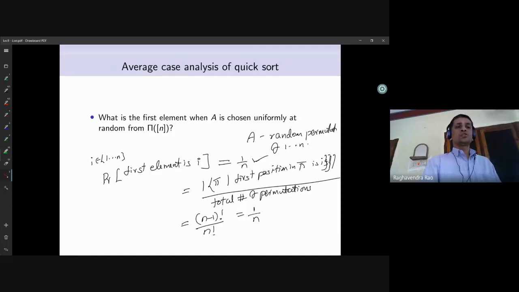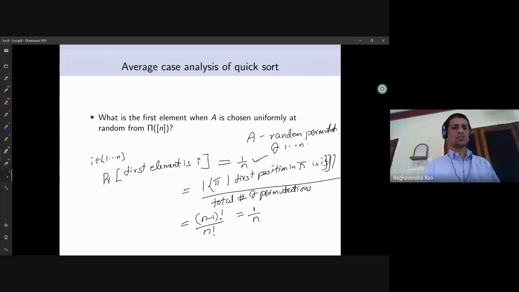So in other words, running our version of deterministic quicksort on a random permutation of 1 to n is the same as running our randomized quicksort. That's it. So the expected running time becomes the expected running time of our randomized quicksort, and that is the connection. That's the reason why we talked about average case analysis of quicksort along with randomized quicksort.